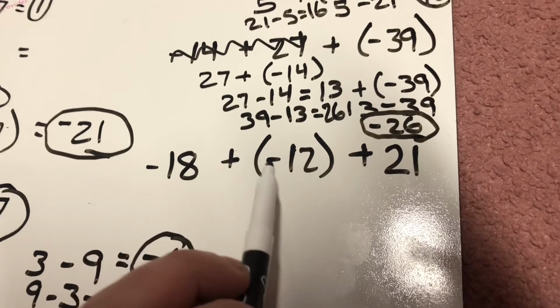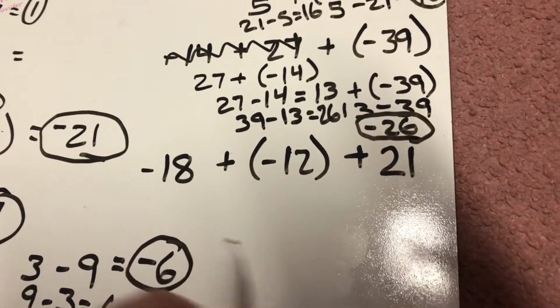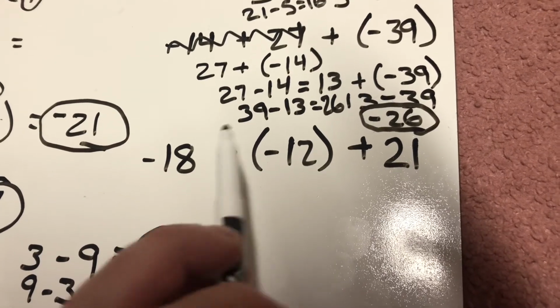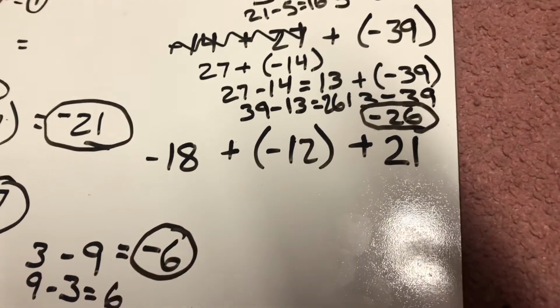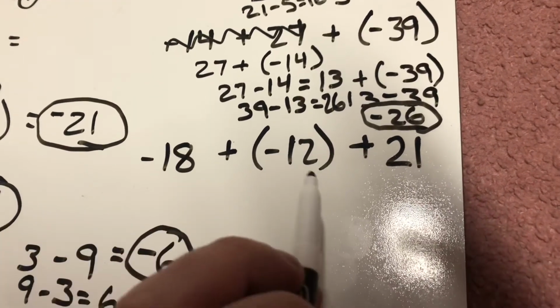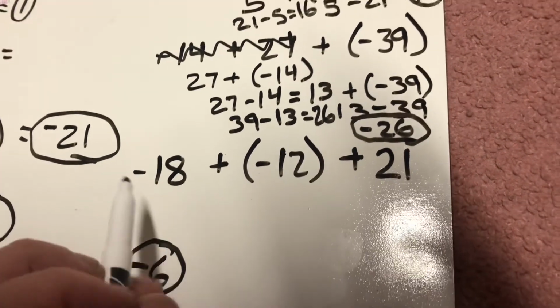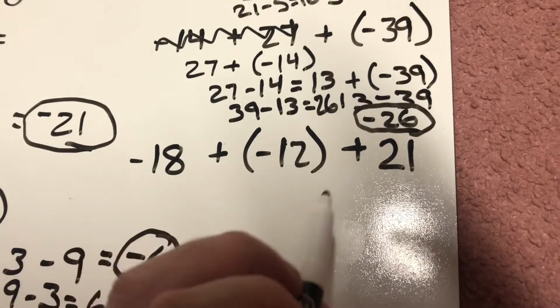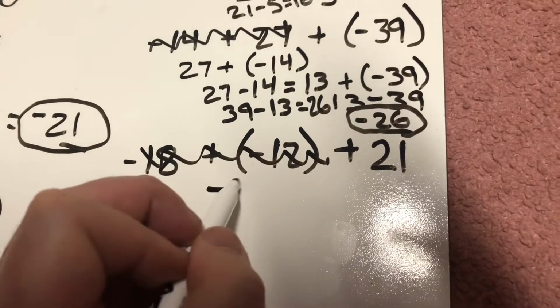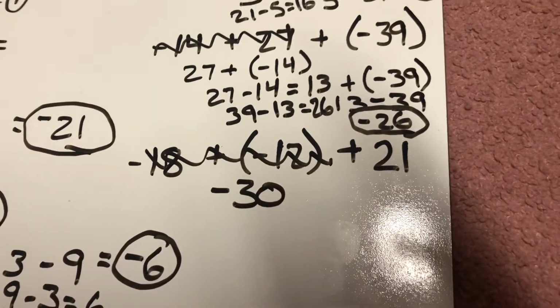Negative 18 plus negative 12 plus 21. Well, first of all, we have two negative numbers here. Remember, we always put these parentheses to show separation between the two operational signs. So I think 18 plus 12. Well, 18 plus 12 is 30. So negative 18 plus negative 12, that whole thing is going to be equal to negative 30.